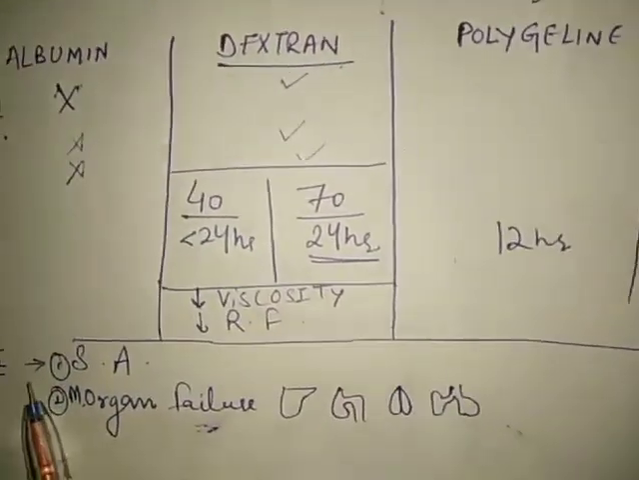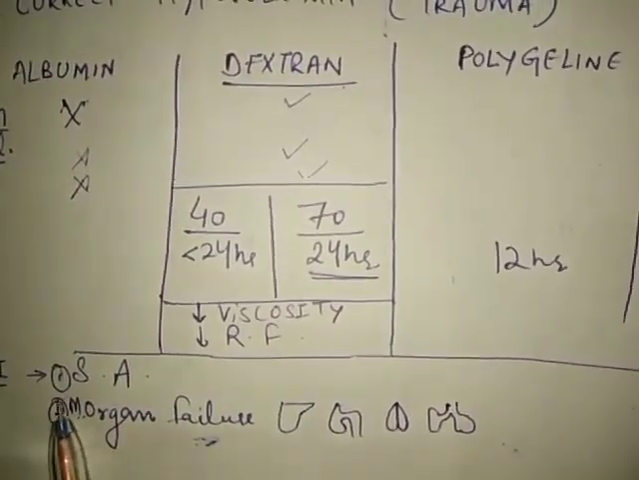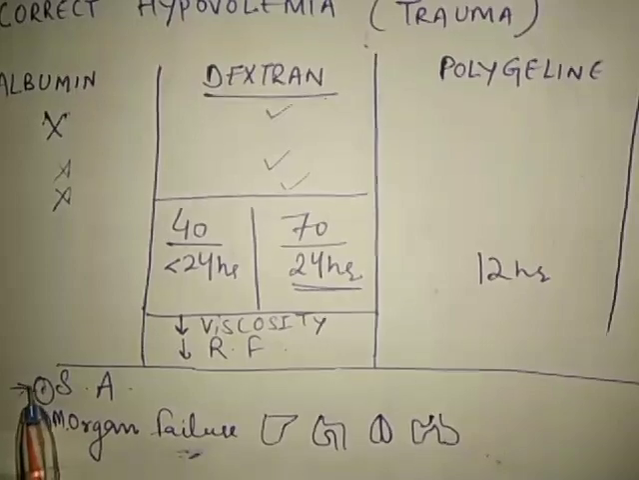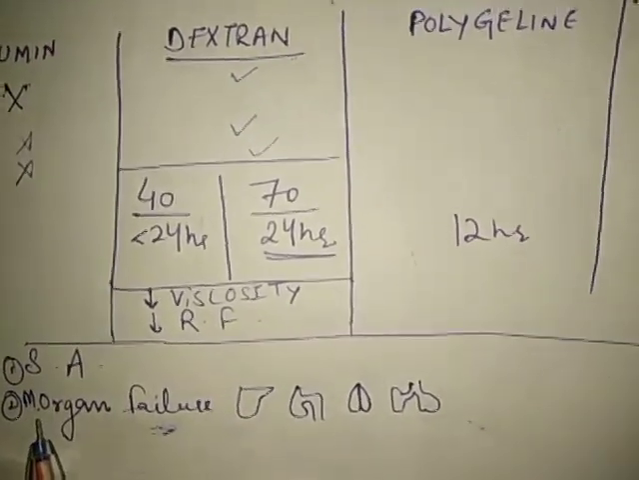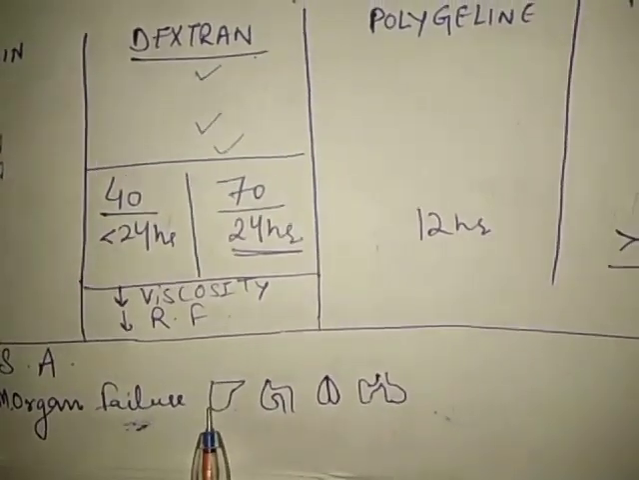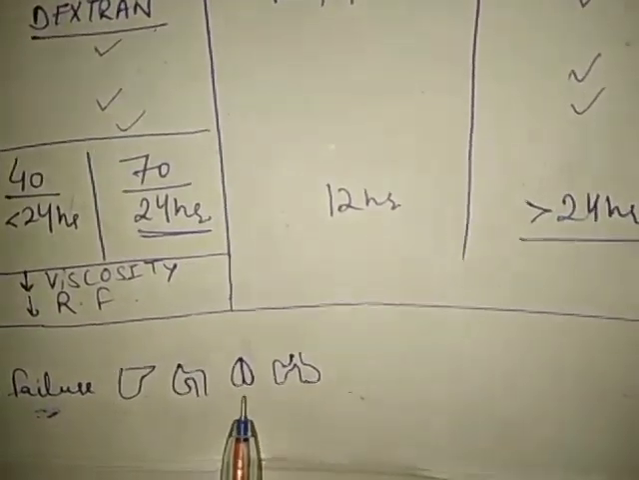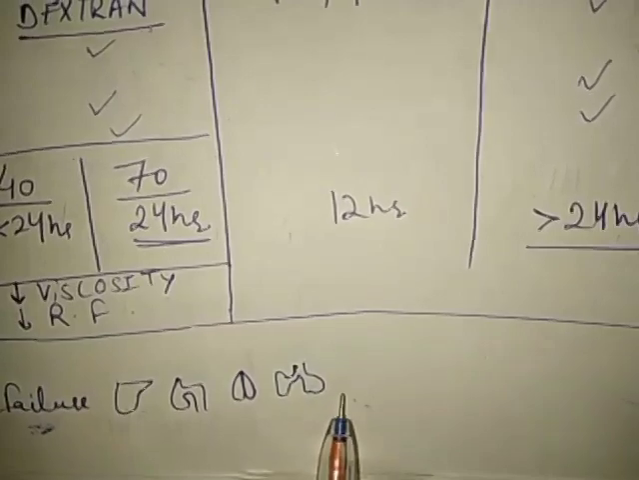While there are certain contraindications for the use of plasma expanders, it should not be used in patients with severe anemia, and in patients with major organ failure like liver failure, kidney failure, heart failure, and patients with pulmonary edema.